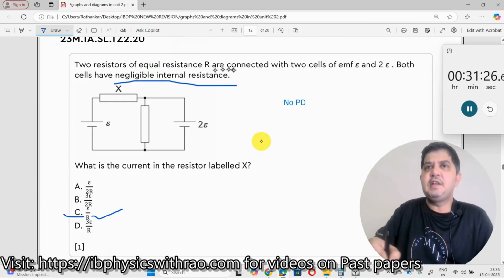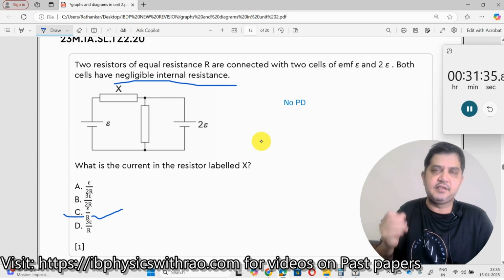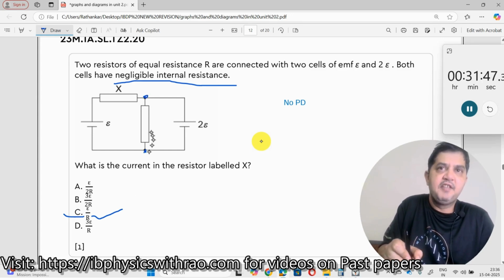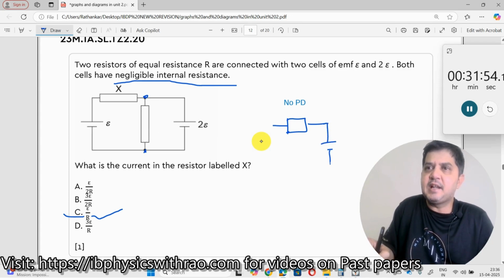Two resistors of equal resistance R are connected with two cells of EMF E and 2E. Both cells have negligible internal resistance. What is the current in the resistor labeled X? In this question, this is 2E here. You need to find out what is the current here. Now the same potential difference is also being seen here, right? For the same potential difference, I will write like this over here. I'll remove this resistor and put the battery here. Now this is E. This is 2E.